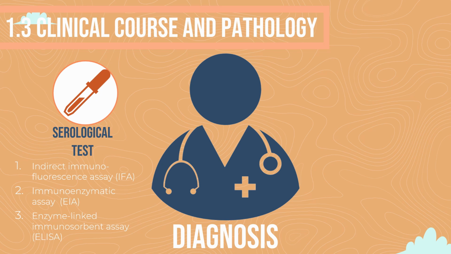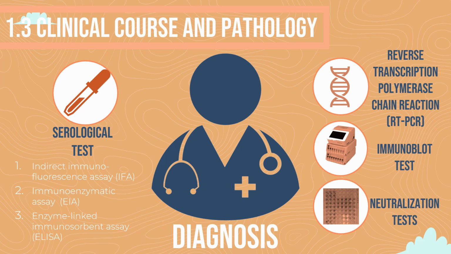Other tests for serological diagnosis and typing of suspected hantaviral infections are immunoblot and neutralization tests. A molecular diagnosis using reverse transcription polymerase chain reaction can also be used to detect the viral RNA.